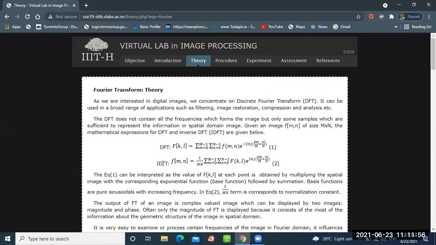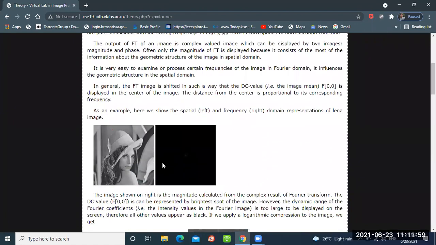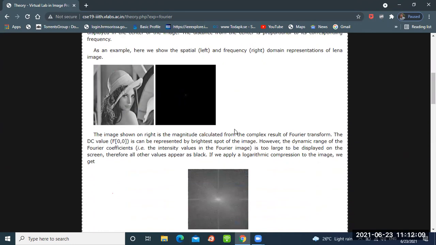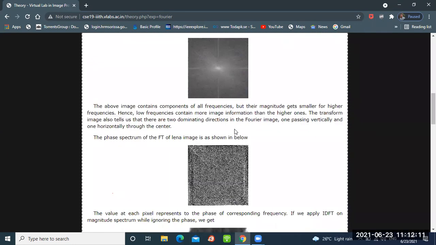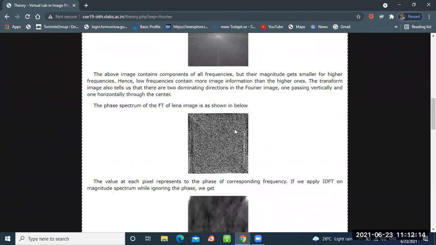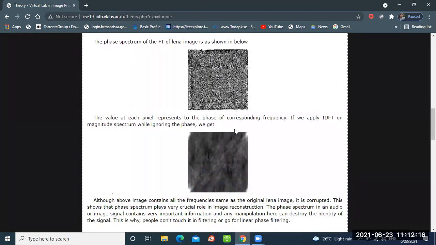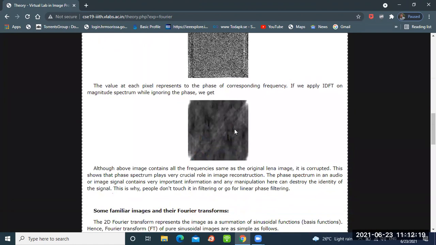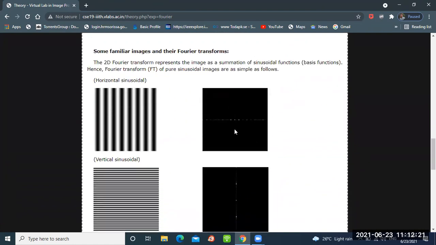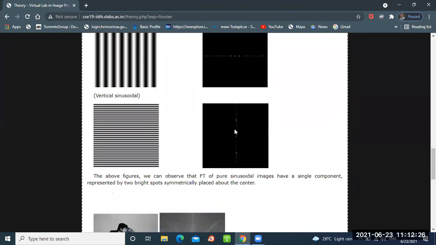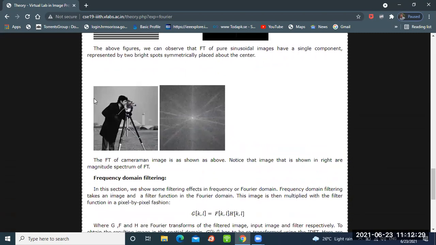Then we discussed some examples of Fourier transformation. Then we saw how crucial the phase angle or phase spectrum is in Fourier transformation, and what the role of the magnitude spectrum is. Then we saw some familiar examples from which we derive the Fourier magnitude spectrum and Fourier phase spectrum. Then we discussed some familiar figures like the horizontal sinusoidal figure, the vertical sinusoidal figure, and the famous figure of the cameraman, how we converted them and what we did.